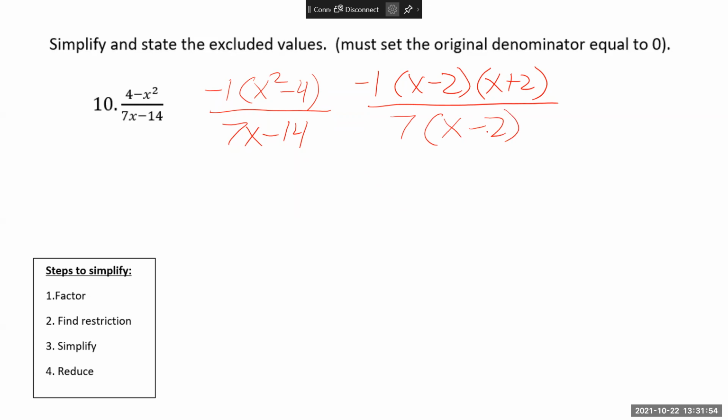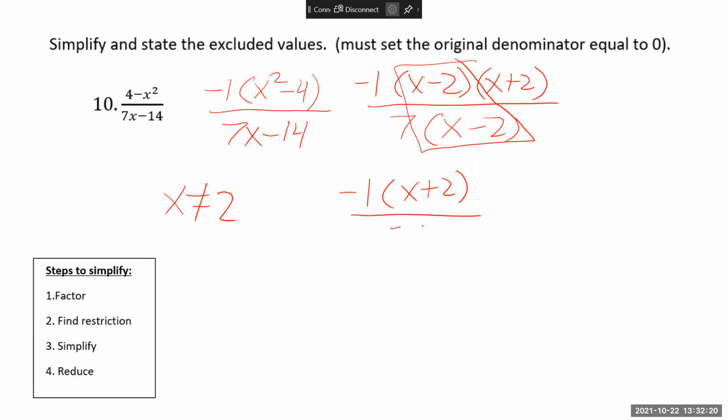What's the one number x can't be? 2. So it can't equal 0, which means I shouldn't put in 2. X cannot be 2 because it would make me divide by 0. So x cannot equal 2. And then once I've got that, the x minus 2's reduce to 1, and I'm left with just -1 times x plus 2 over 7.